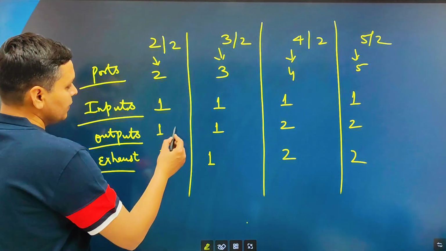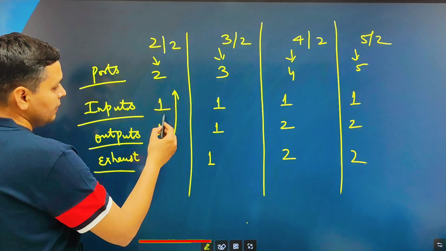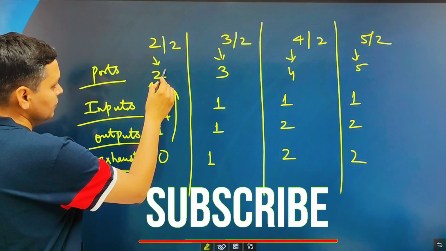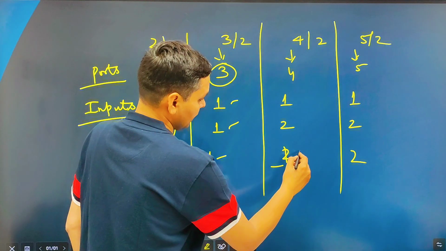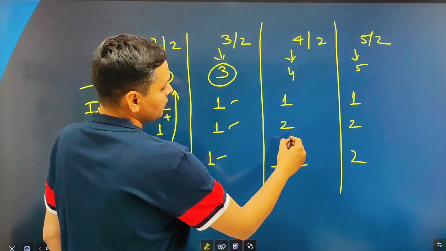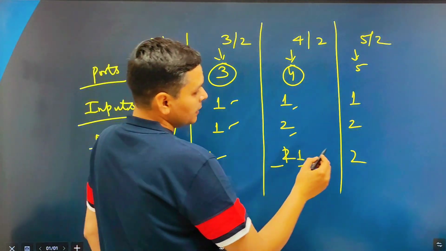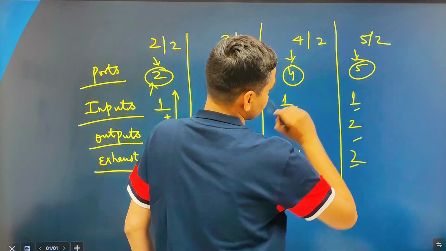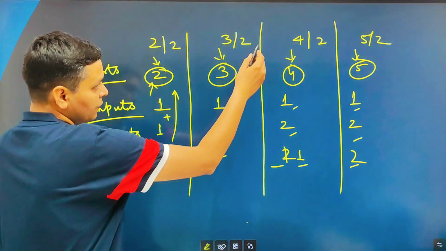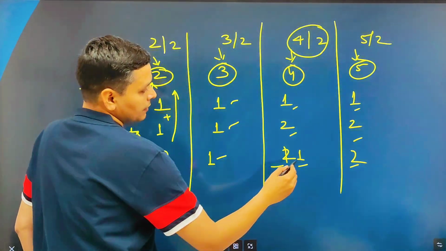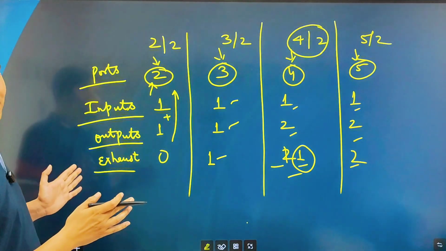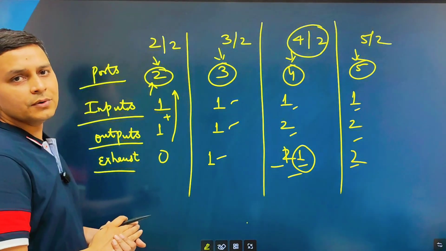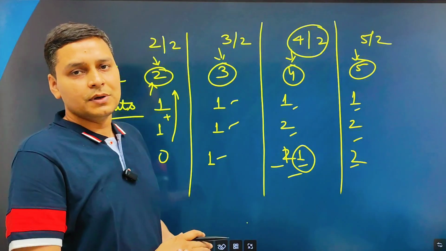So if you calculate, 1 plus 1, it will come 2. 1, 1, 1, 3 ports. Sorry, 1, 2, 1, 4 ports, and 2, 2, 1, 5 ports. In 4x2, the exhaust port is 1. Please correct it when you make this table. This table is very important for you to understand the solenoid valve types.